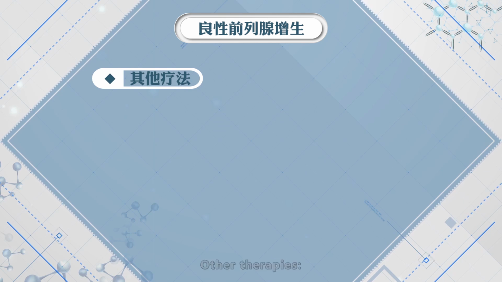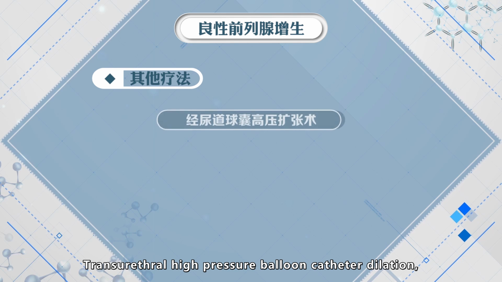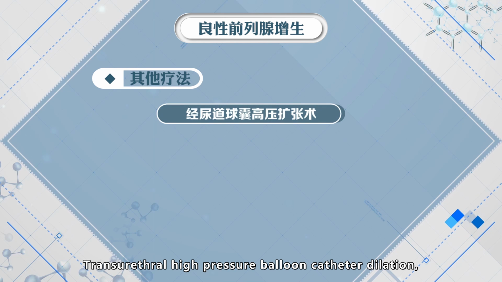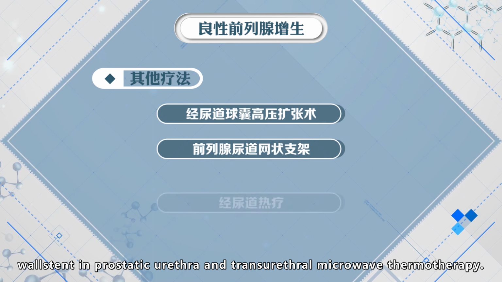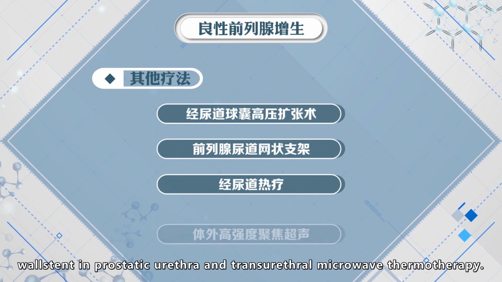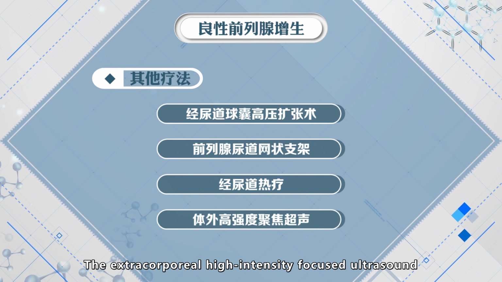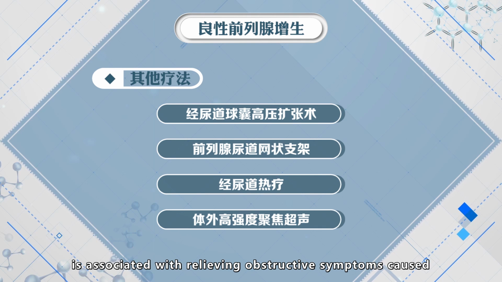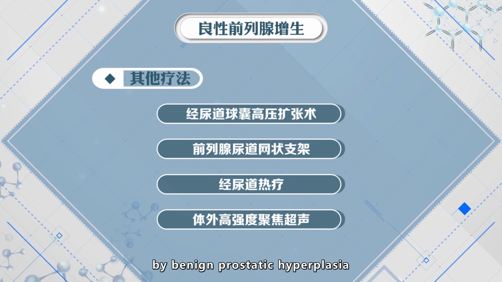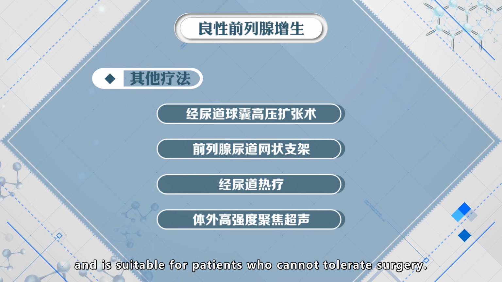Other therapies: transurethral high pressure balloon catheter dilation, wall stent in prostatic urethra, and transurethral microwave thermotherapy. The extracorporeal high-intensity focused ultrasound is associated with relieving obstructive symptoms caused by benign prostatic hyperplasia and is suitable for patients who cannot tolerate surgery.